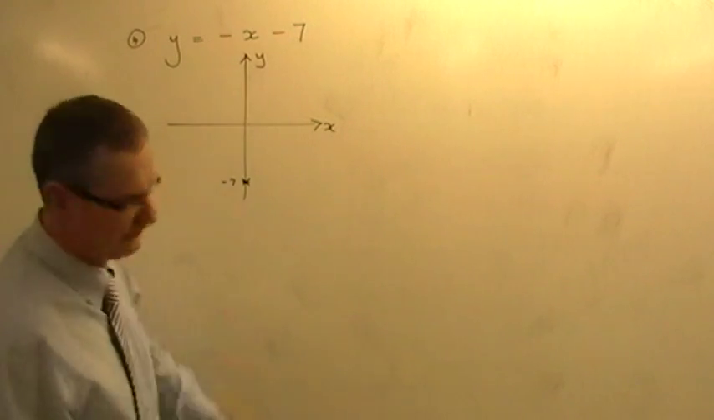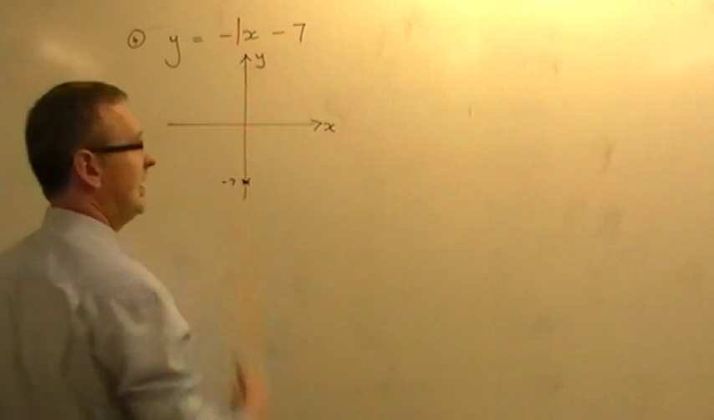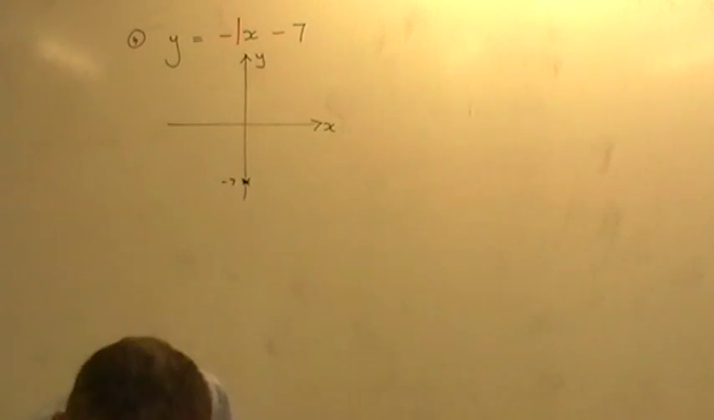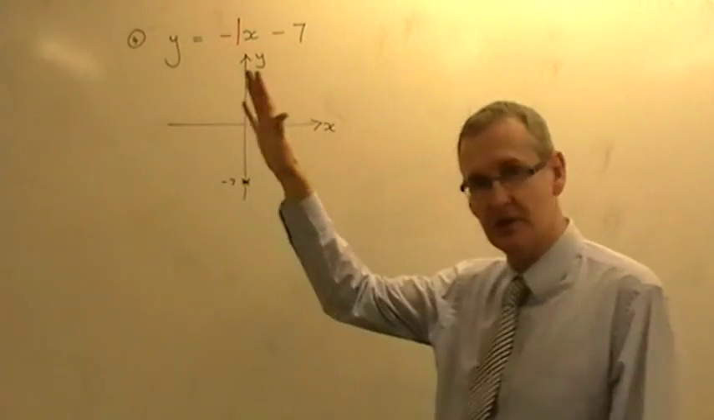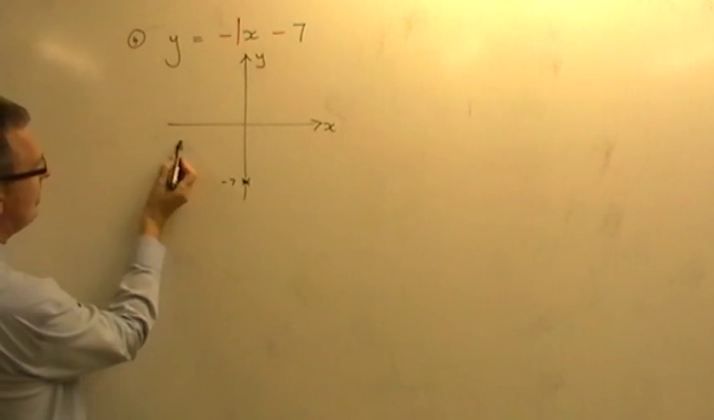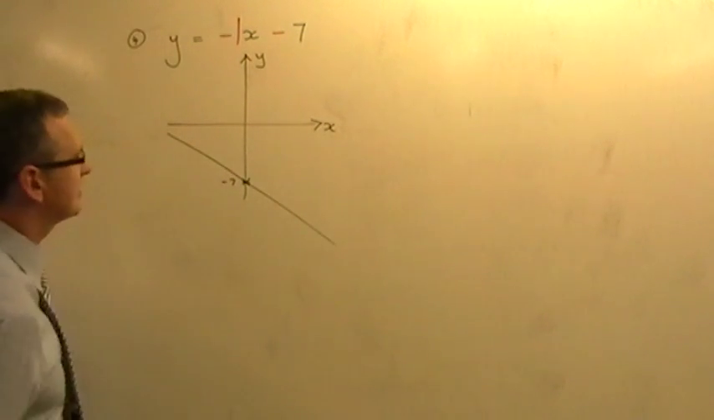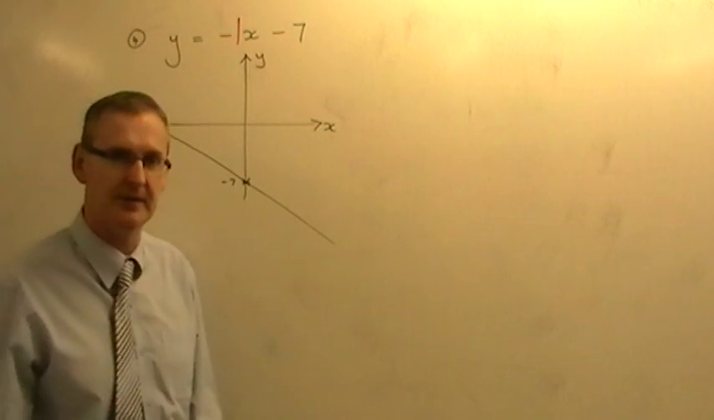It's got a negative in front of that. Now, if you're not sure about this, get a colour out. Minus x is the same as minus 1x. So it's got a slope of minus 1. Minus slope means it goes that way. So therefore, I need to draw a straight line. It's not very steep because its value is only 1. Something looking like that. That's minus 1x minus 7.